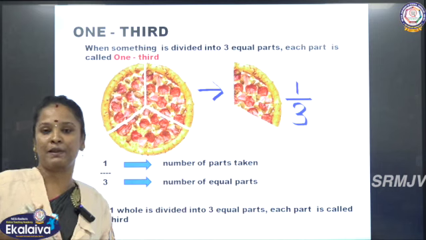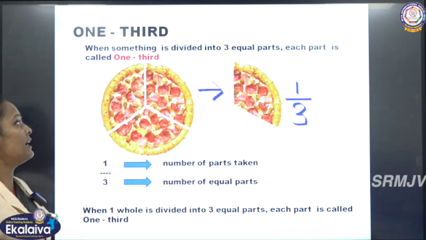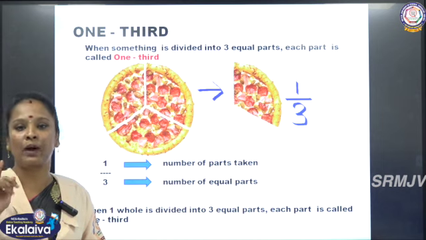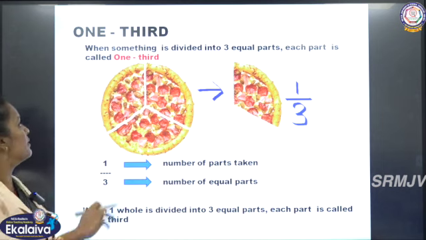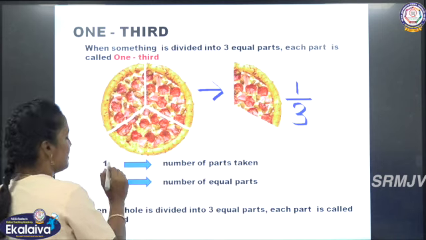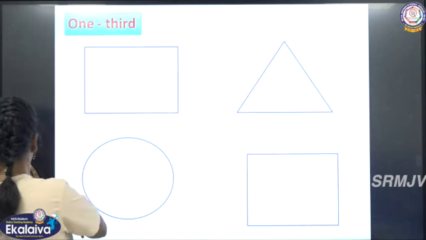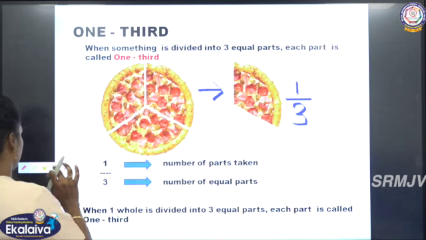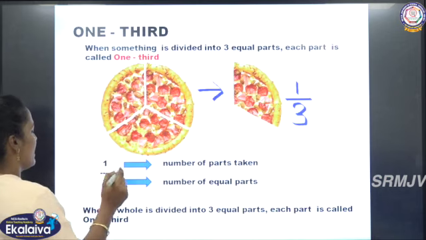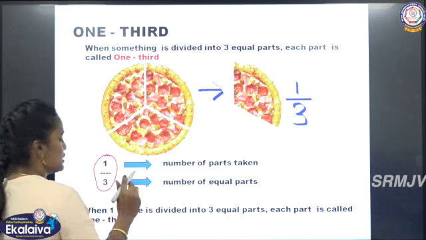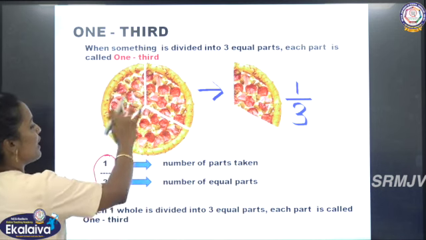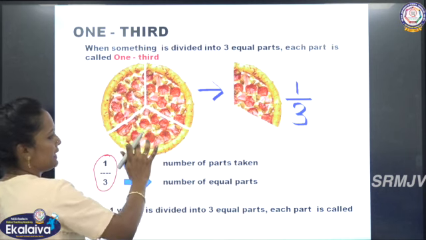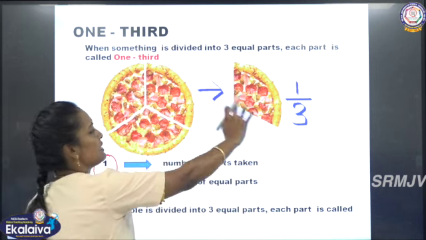Now I am going to explain 1/3. When something is divided into 3 equal parts, each part is written as 1/3. So when one whole is divided into 3 equal parts, see, 1, 2 and 3.